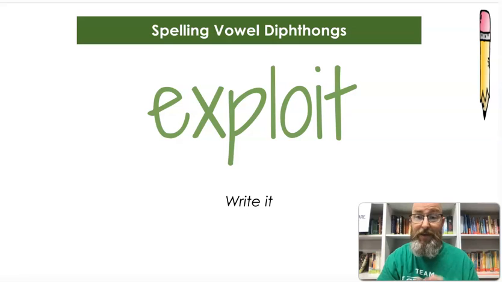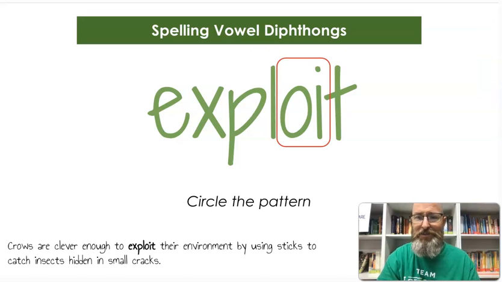E-X-P-L-O-I-T. And of course, I heard that oi sound in there. Can you find the letters for the diphthong? O-I is correct. Crows are clever enough to exploit their environment by using sticks to catch insects hidden in small cracks.